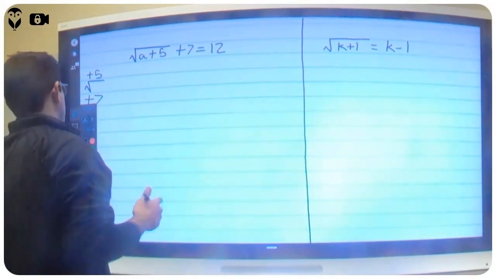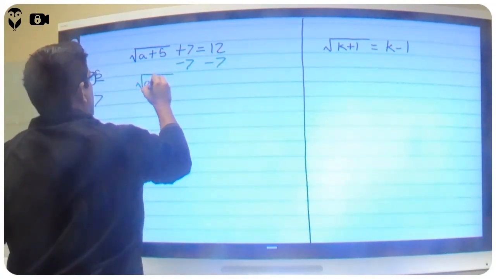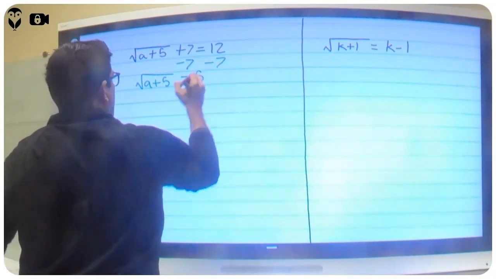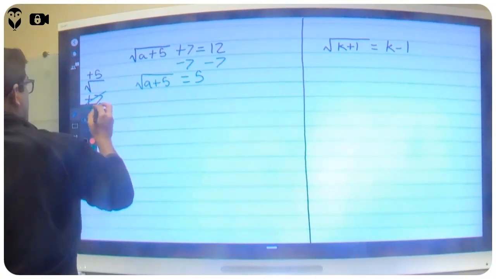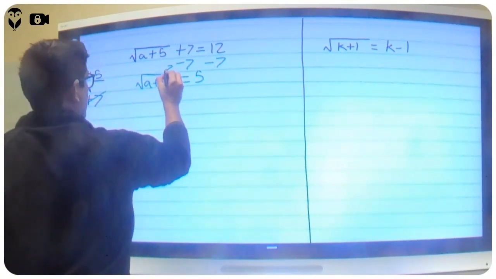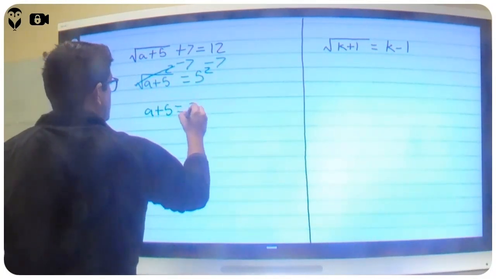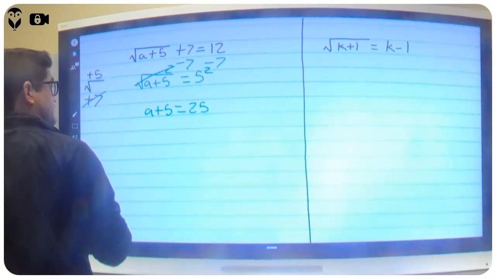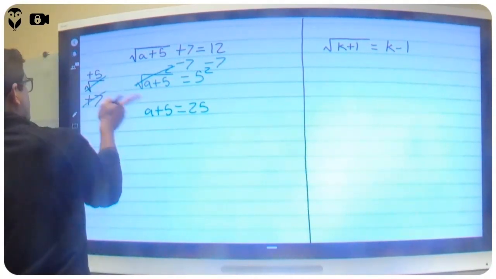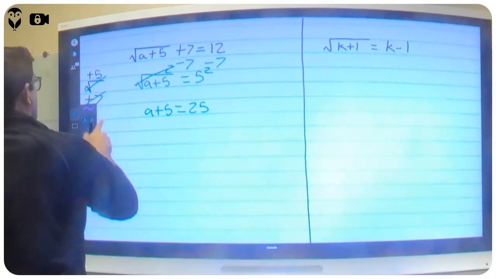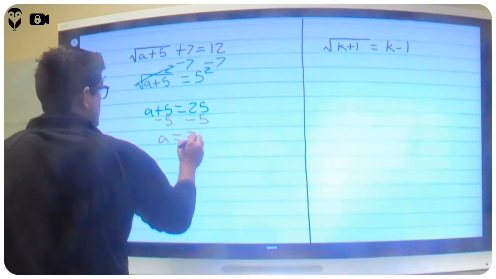So we're going to subtract 7 on both sides, and we're left with radical A plus 5 equals 5. So you got rid of this. Then you have to get rid of the radical, so you're going to square. You're left with A plus 5 equals 25. Now you have to get rid of the plus 5, so you're going to subtract 5, and A equals 20.